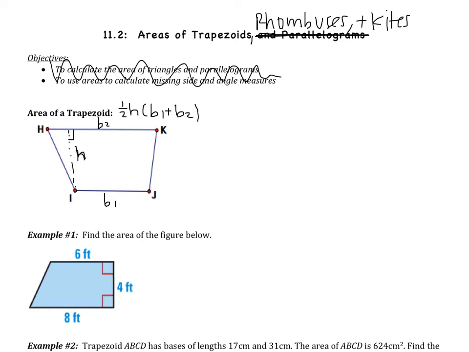So in example 1, it says find the area of the figure below. Well, this is a trapezoid, so my formula is 1/2 height, base 1 add base 2. In this case, my height is the one that's perpendicular. This side is perpendicular, we can see by the right angle, so my height is 4. My two bases are connected by the height, so 6 and 8.